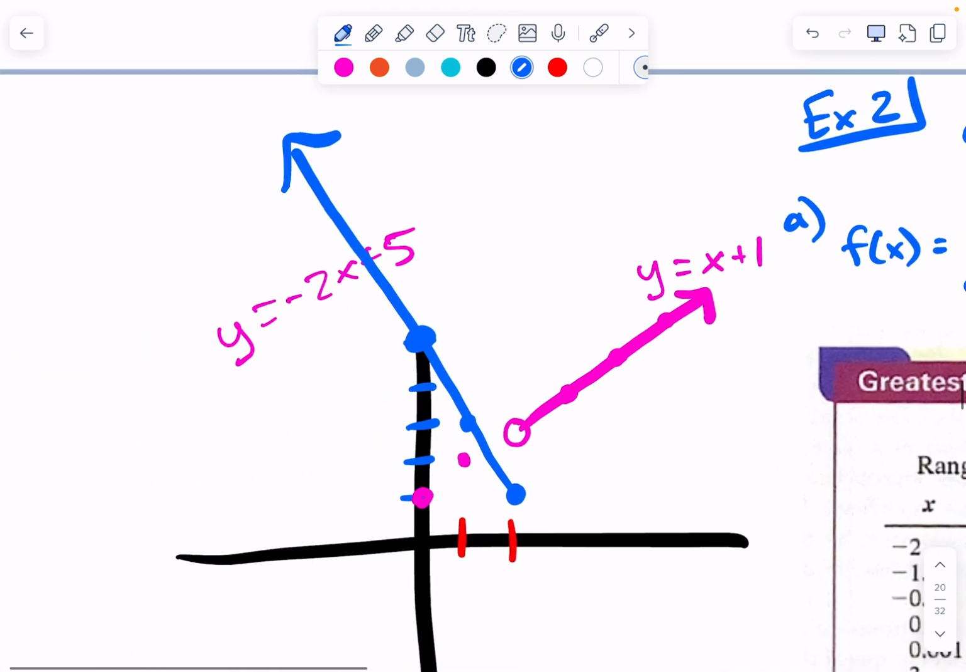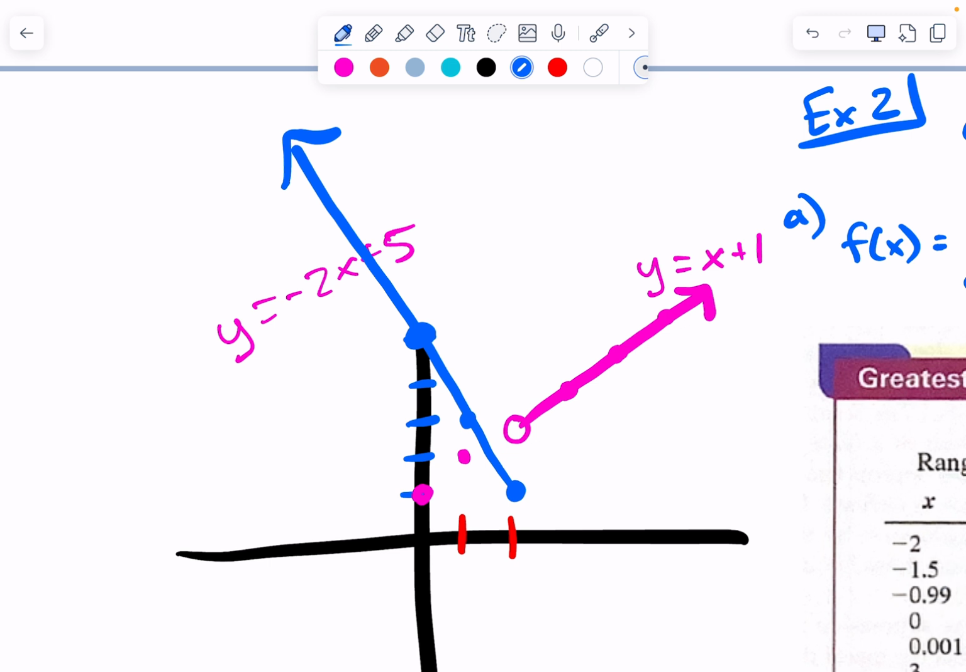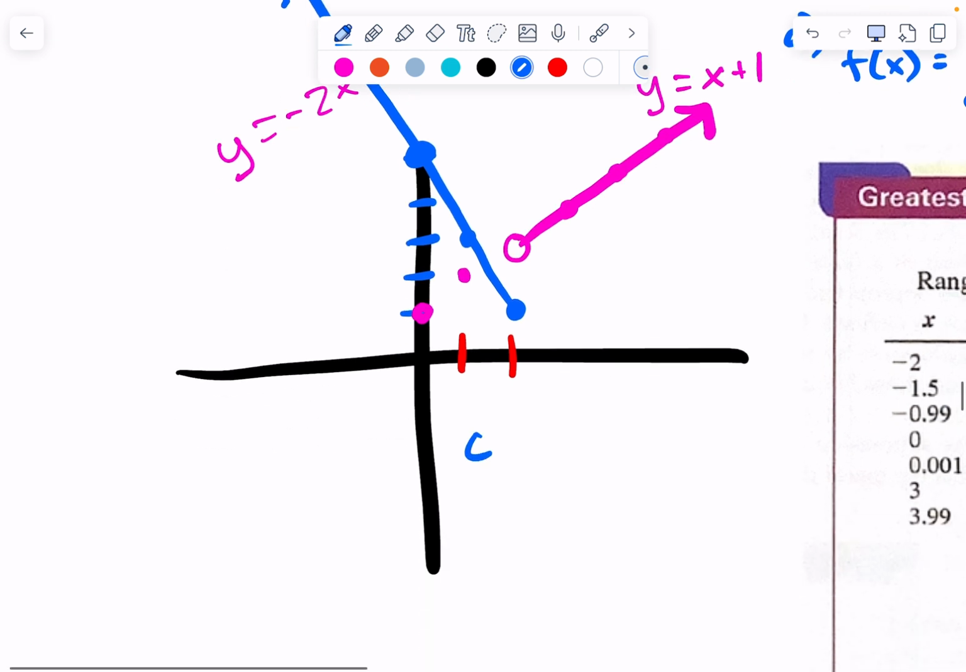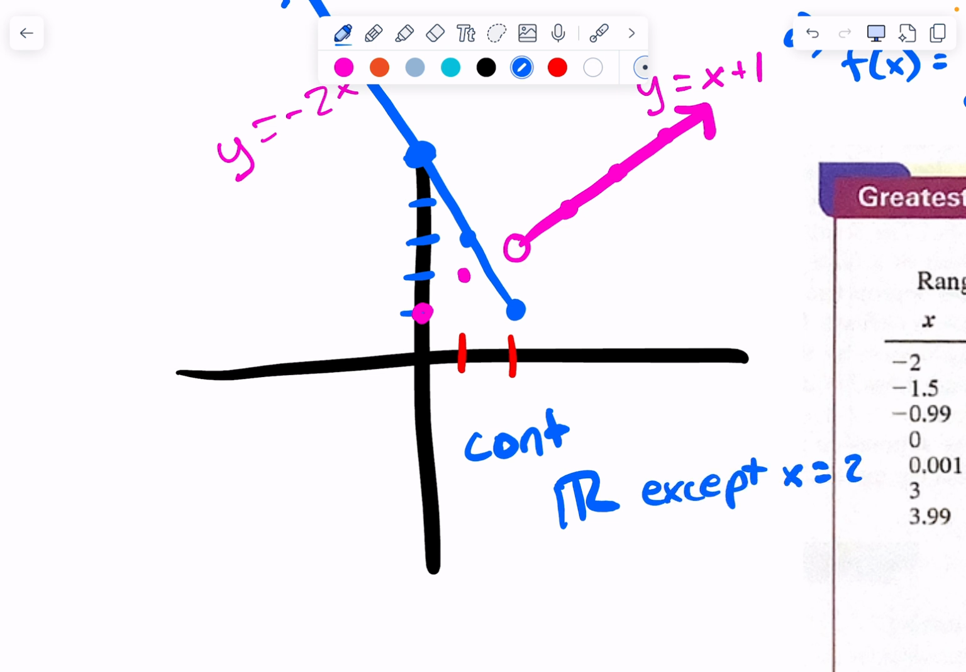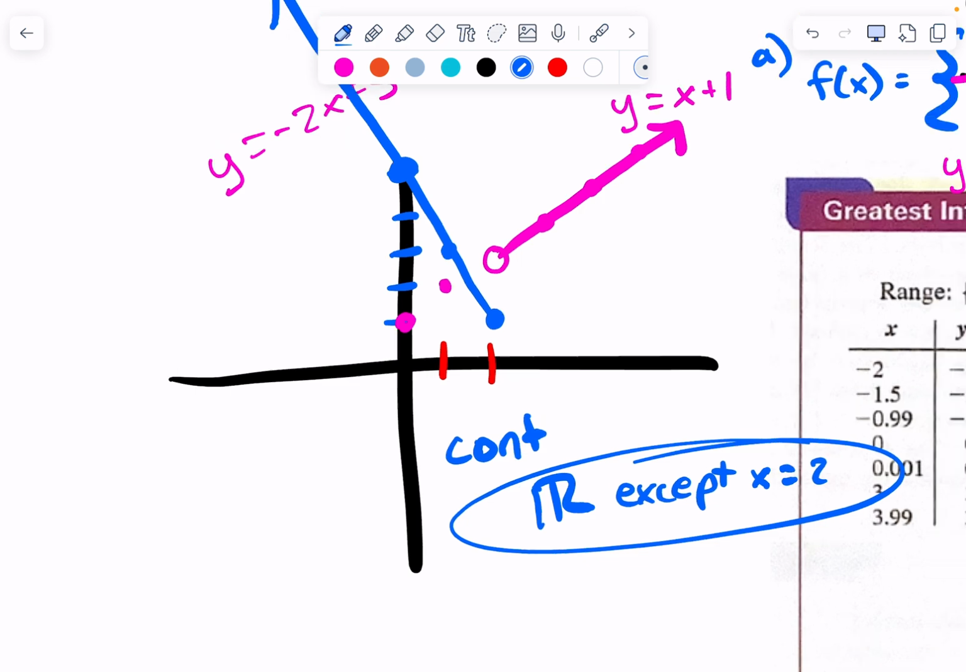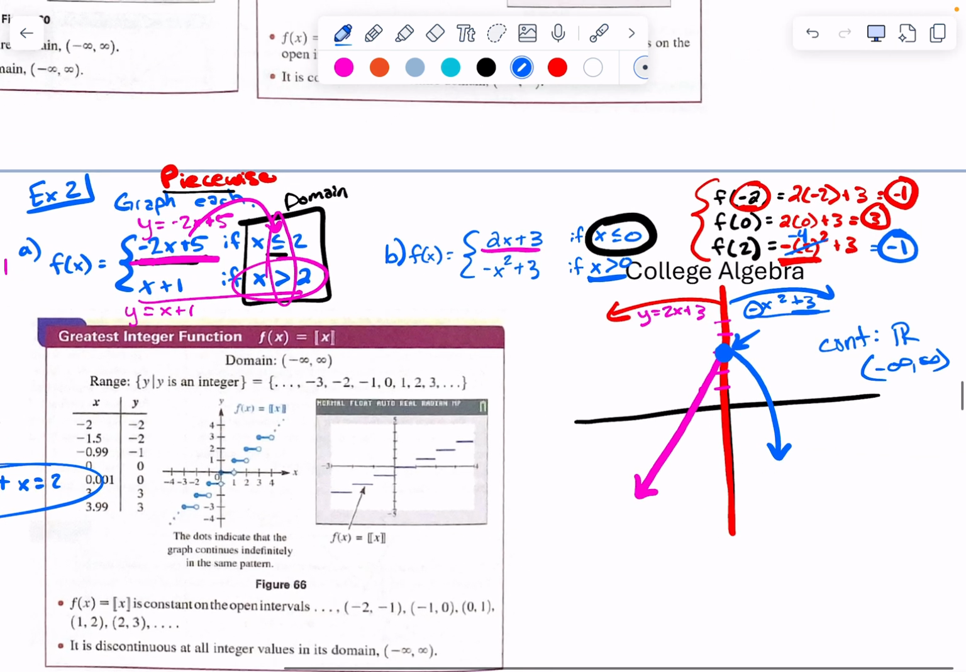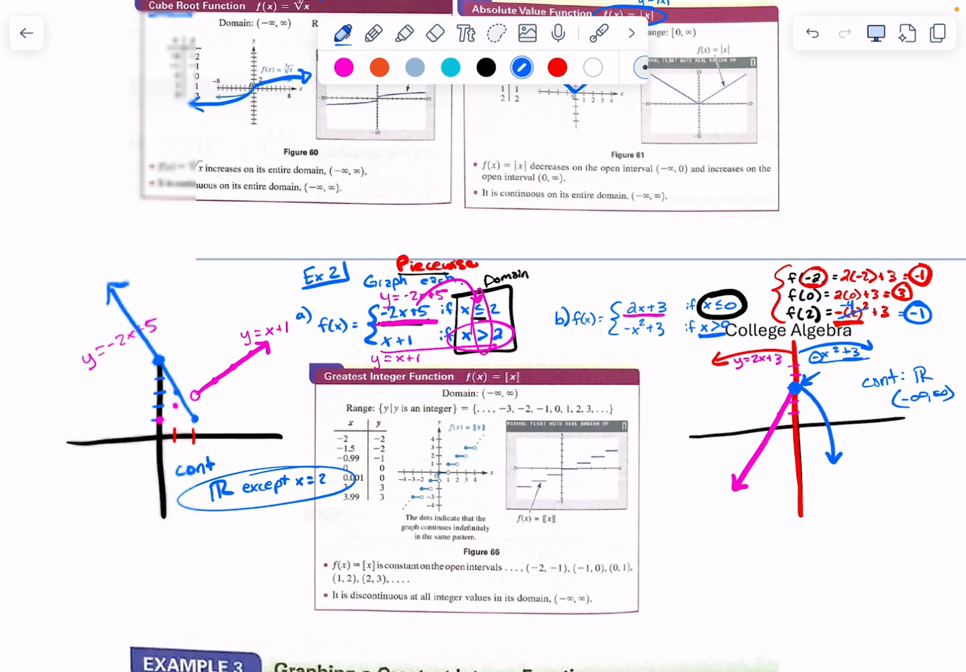How about this one? Is he continuous? No. What do I put for his continuity? All reals except for 2. All reals except for 2. Right? Because he's going to drop off at 2. Okay? Good? Questions about that? Piecewise functions. Weird. Yeah.